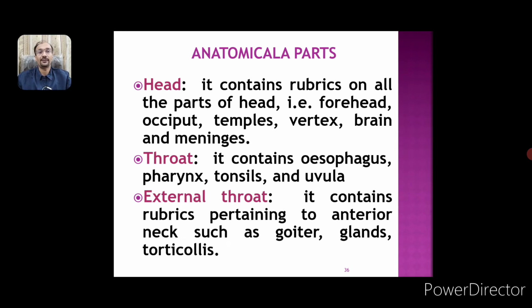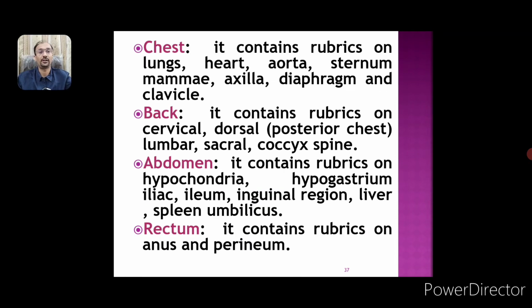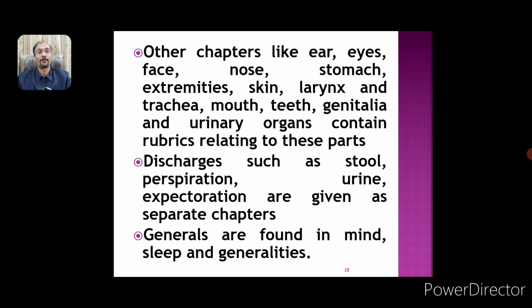Some anatomical parts like head, throat, external throat, chest, back, abdomen, rectum are presented as separate chapters with their different subparts. Like in abdomen, we have rubrics of hypochondria, hypogastrium, ileum, inguinal region. In back, there are portions given: the cervical back, dorsal, lumbar, sacral, and coccyx. Other chapters like ear, eyes, face, nose contain their respective rubrics and sub-rubrics.